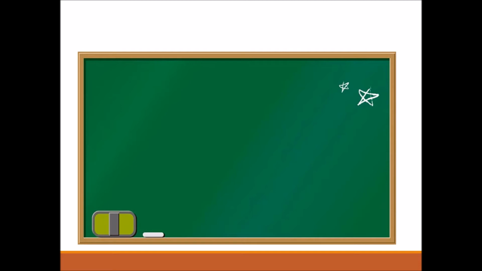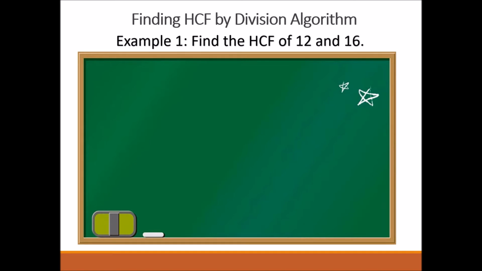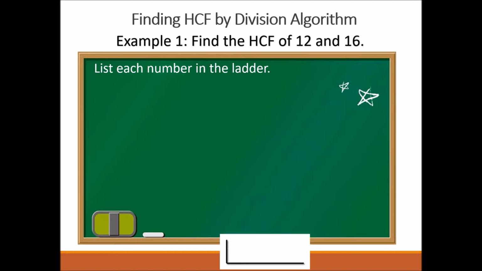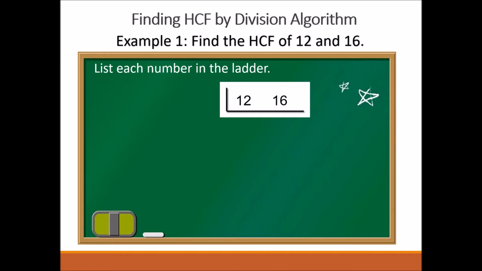Let's have our first example. Finding the highest common factor by division algorithm. In our first example, we are going to find the highest common factor of 12 and 16. For this, we are going to write the numbers in the ladder, then find the common prime factor to use as our divisor. So we have 12 and 16. 12 and 16 are divisible by what? By 2. So let's divide them by 2.